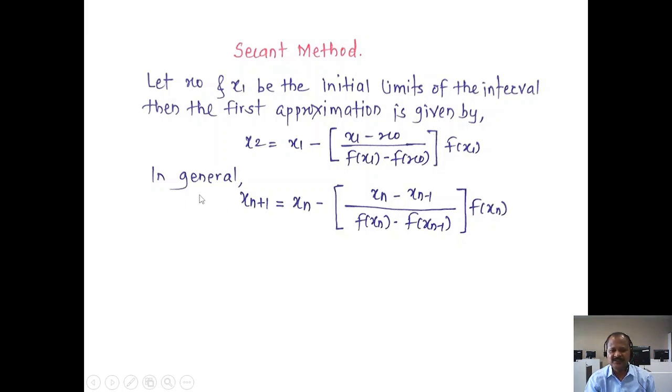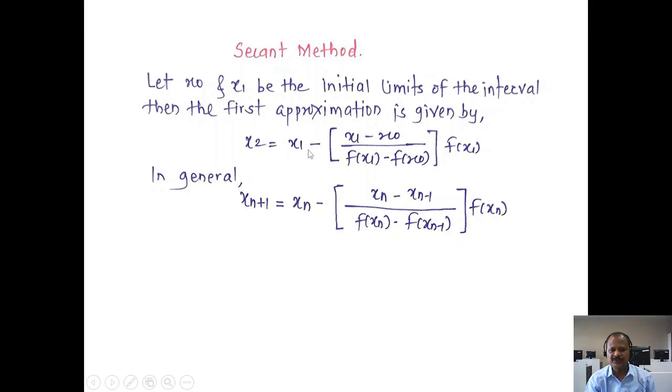In general, the formula is x of n plus 1 is equal to xn minus (xn minus xn minus 1) divided by (f of xn minus f of xn minus 1), into f of xn. The formula is very simple. So, again, repeat the formula. x0 and x1 are given and we have to find x2.